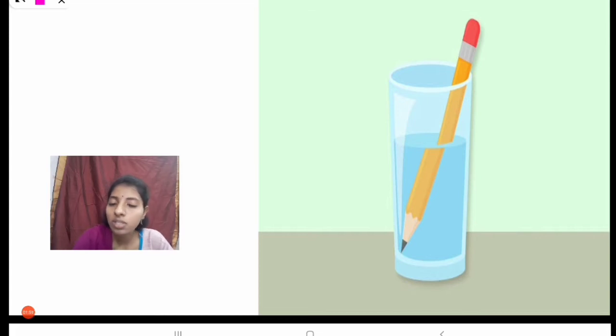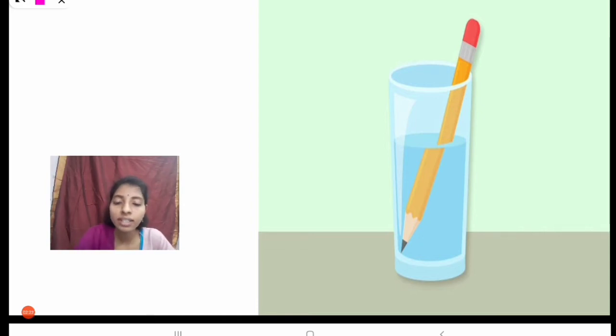Is it really broken inside the water when we are keeping it inside? Well, it will not be broken inside the water. Then how does it look broken inside the water? So here, when we are keeping the pencil inside the water, the bending of the light takes place. Already we learned that refraction means bending of light.